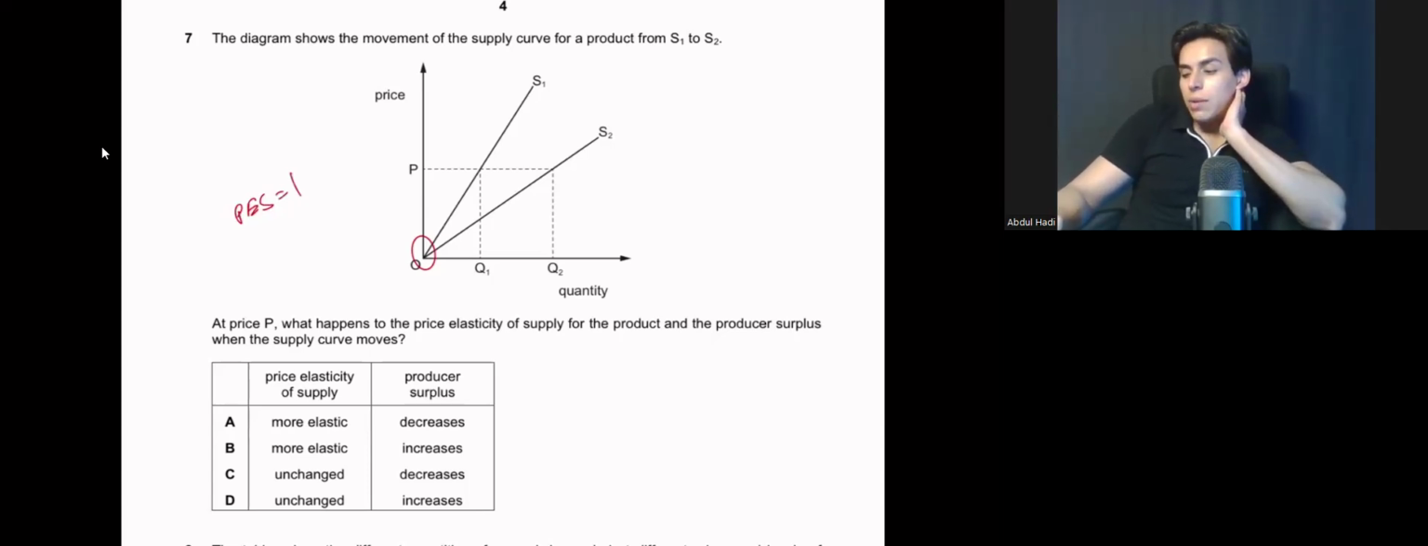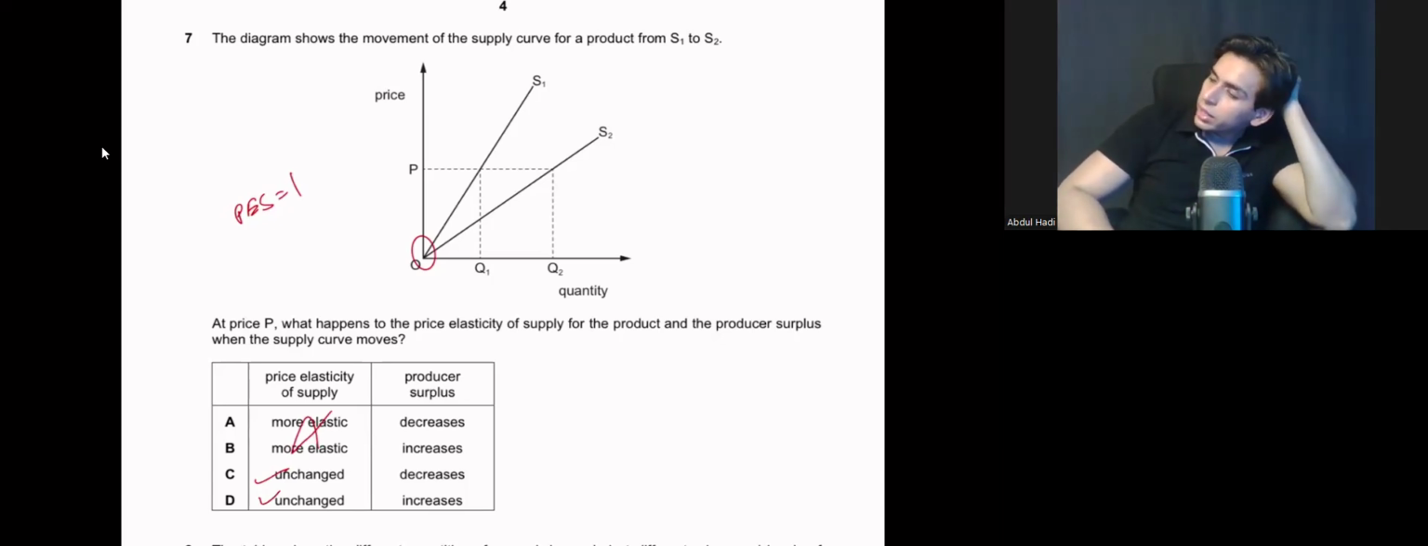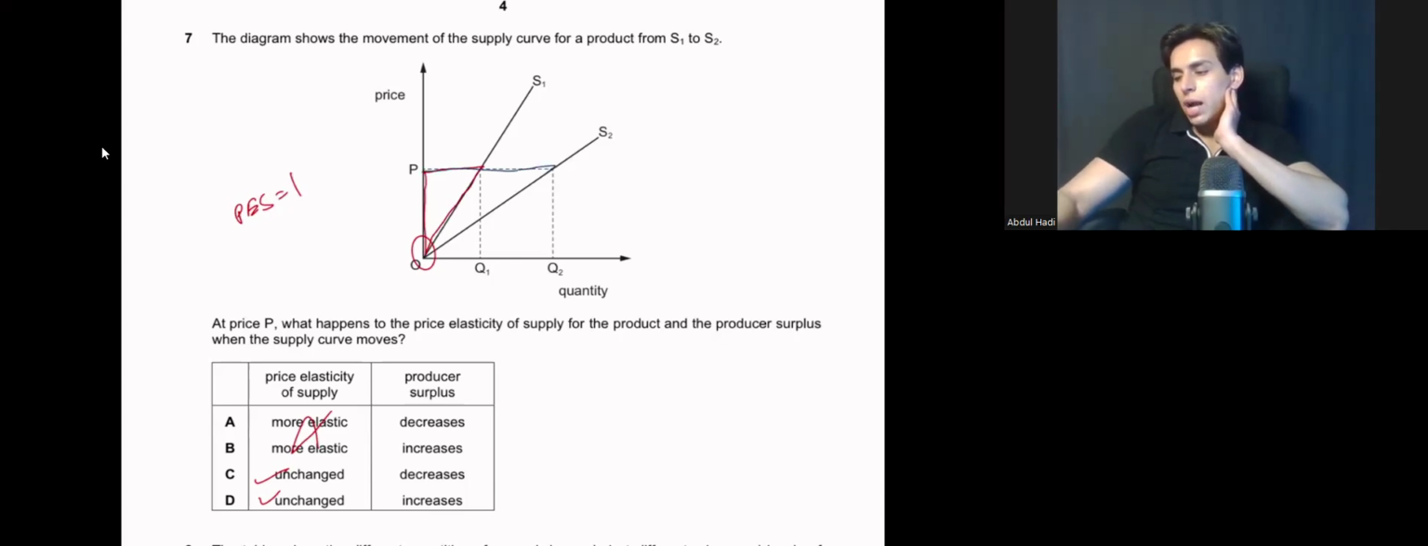So the options A and B, in which it is saying that it will become more elastic, are wrong because it will always stay unitary elastic, right? Options C and D are the correct answers. Now, as for producer surplus, we have to judge if your producer surplus is rising or not. So this was your producer surplus at the initial supply curve, and this is your producer surplus at the new supply curve. So you can clearly see that your producer surplus is rising. So what will be the answer? Sorry, not C, D. Your answer will be D. Everything clear? Right.